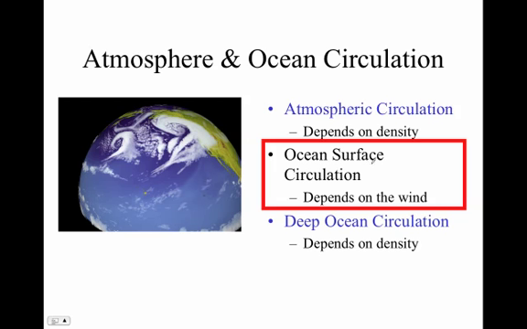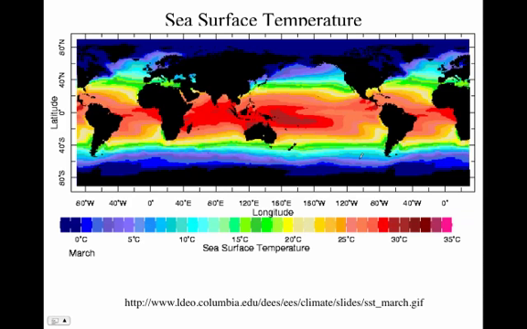The movement of water depends on where we're at in the ocean. If we're close to the surface of the ocean, then water circulation mostly depends on the wind. Okay? However, if we're deep in the ocean, water circulation mostly depends on density. More on that in a minute. Let's talk mostly about the surface.